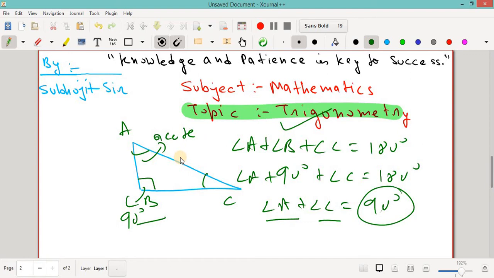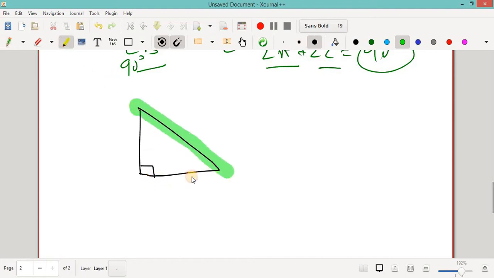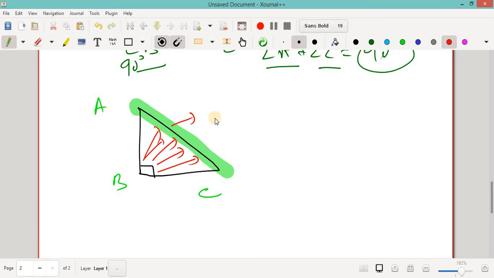Now let us understand what is trigonometry. Now suppose this is my triangle and one of the angles is 90 degrees. Now learners, we know that the side opposite to 90 degrees, this one I'm talking about, is known as what? Hypotenuse. Okay, the side opposite to 90 degrees. So I'm talking about this one. This is known as your hypotenuse. Is it clear? So this is hypotenuse.